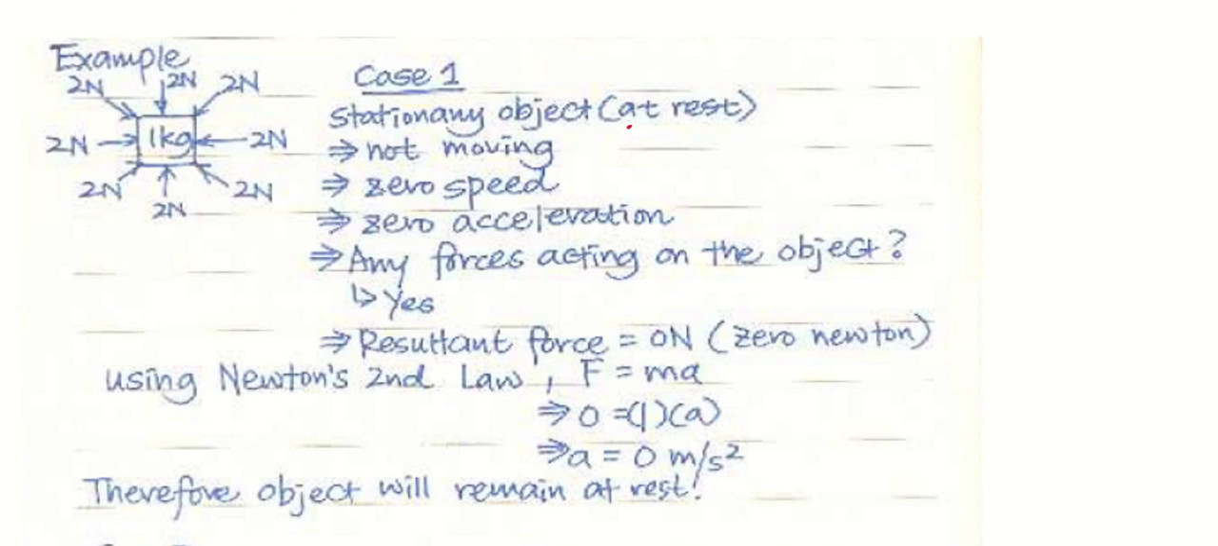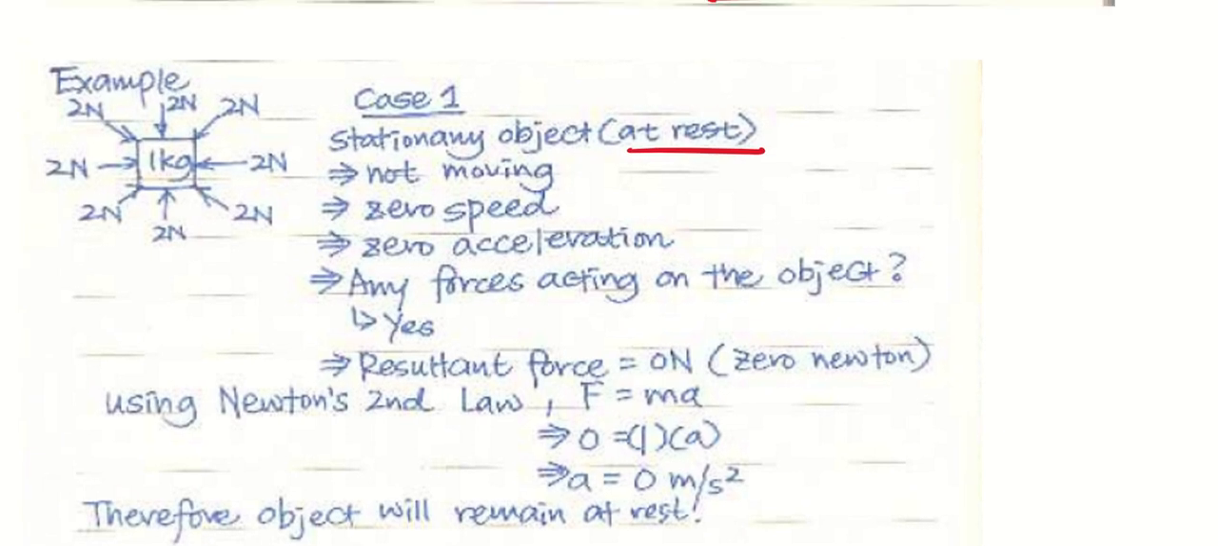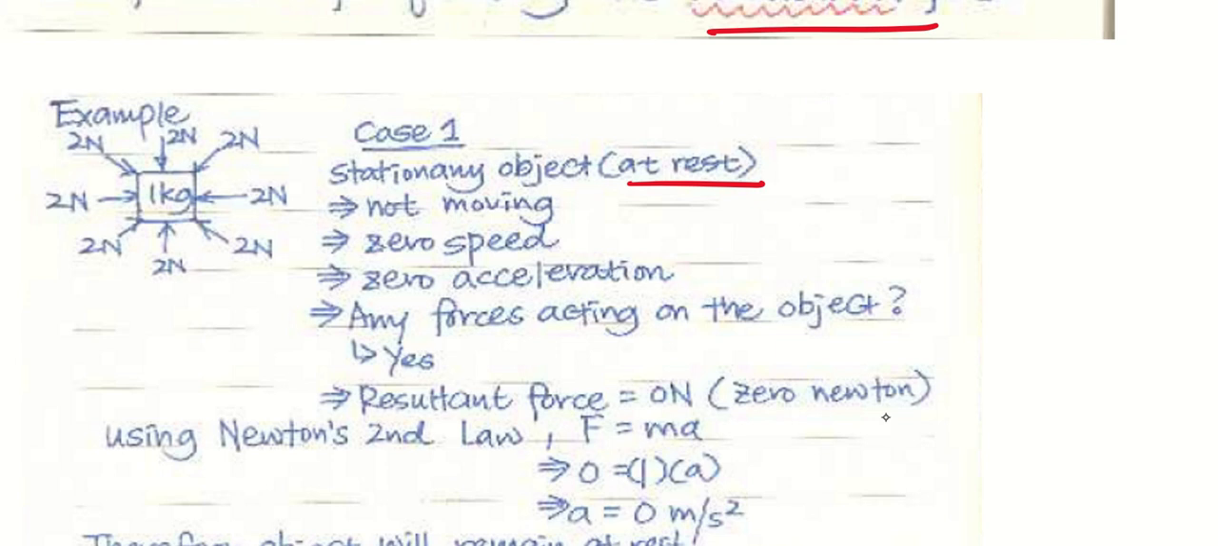That means it is at rest. Now it is pushed by many forces. I have a 2 N here, 2 N here. Because they are in opposite directions, they'll cancel each other out. I have a 2 N here and a 2 N here, so they'll cancel each other out. 2 N here and 2 N here, cancel. 2 N here, 2 N here, opposite direction, so they'll cancel out.